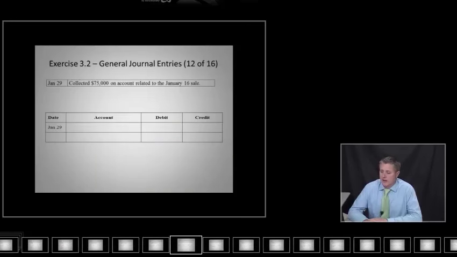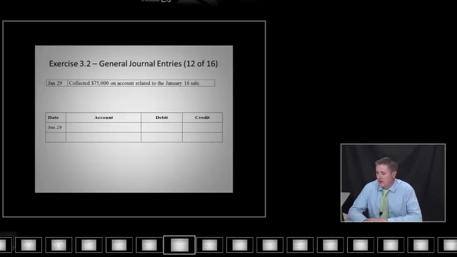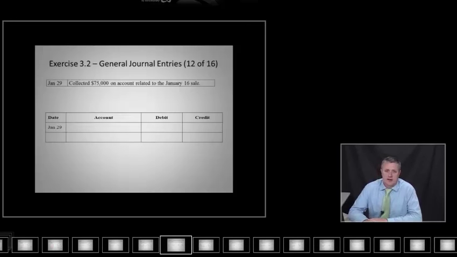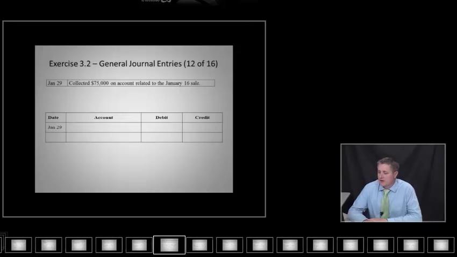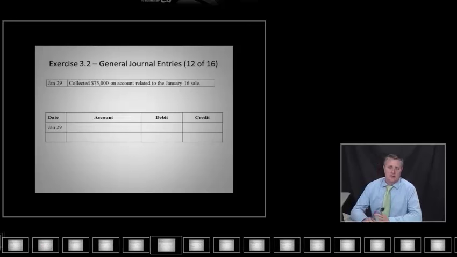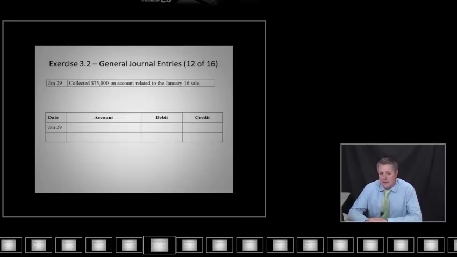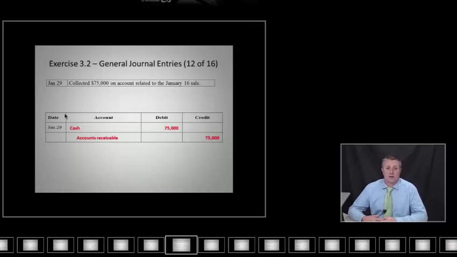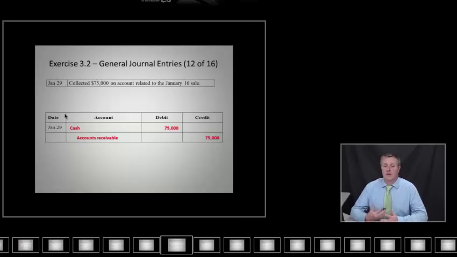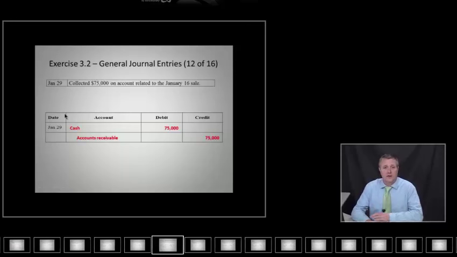Also on January 29th, we collected $75,000 on account related to the sale that we made on January 16th, which was a credit sale. And so in this case, we are going to debit cash. We're collecting cash for $75,000, and we would credit accounts receivable. So by doing this, we are essentially reducing our accounts receivable balance and recognizing the fact that one of our customers has paid us for the credit that we extended them.